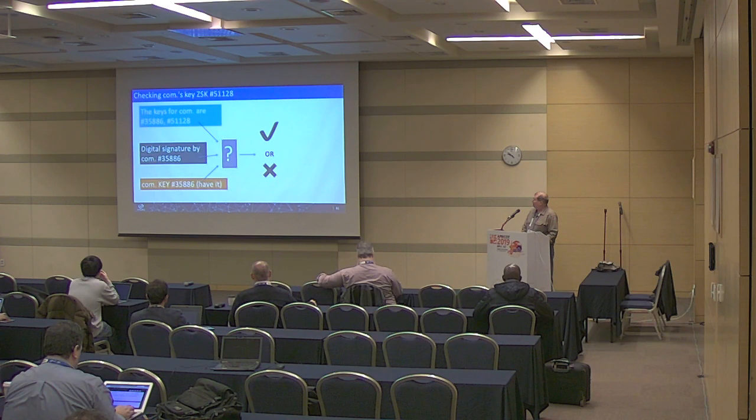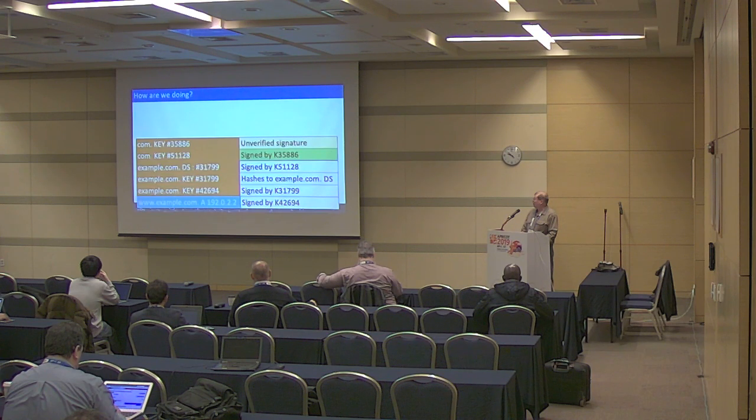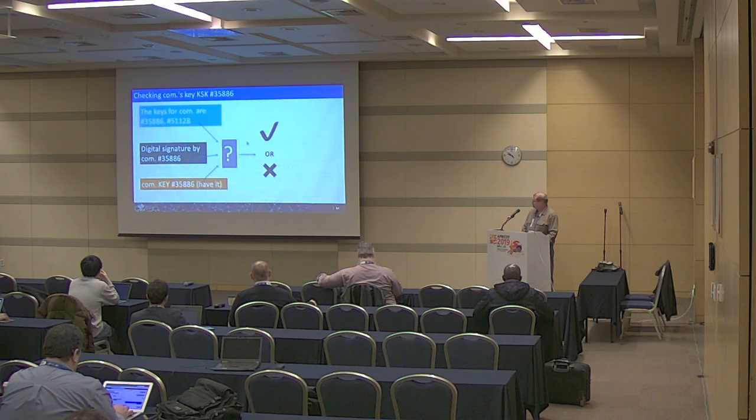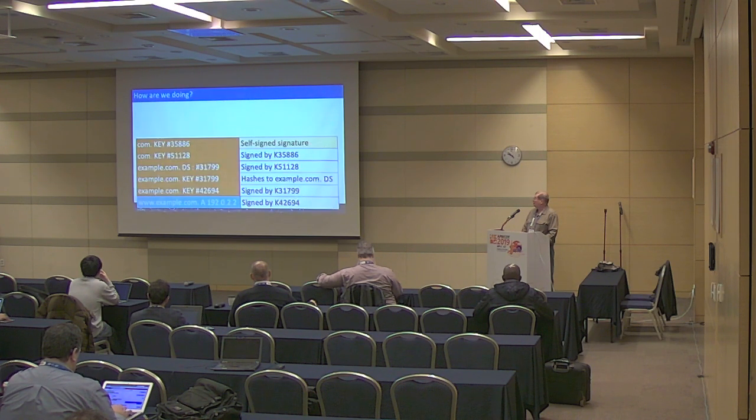So here I have the keys for COM. I get the signature signed. There's a signature along that. I check it. I have that. This gives me the ZSK of COM is now signed by its top key. The top key, it's signed by itself. And I have now a self-signed signature. So again, now the COM and everything else is okay, but I didn't trust this key out of the box.